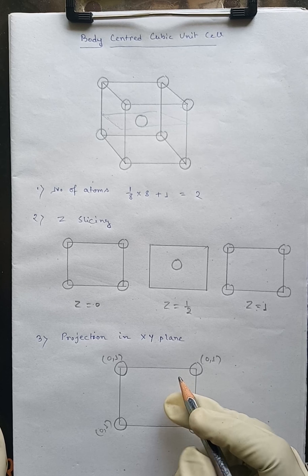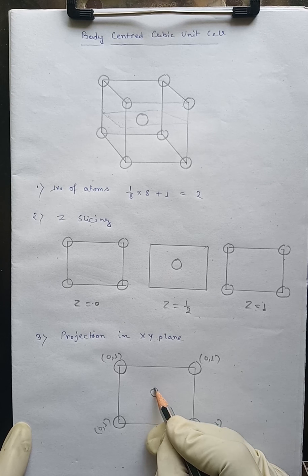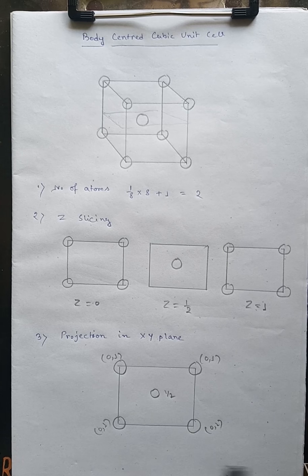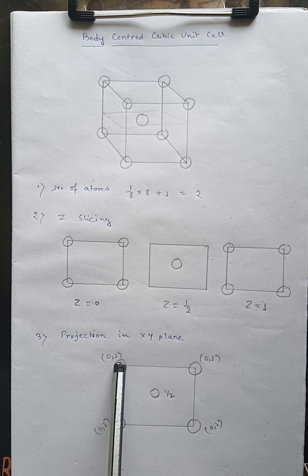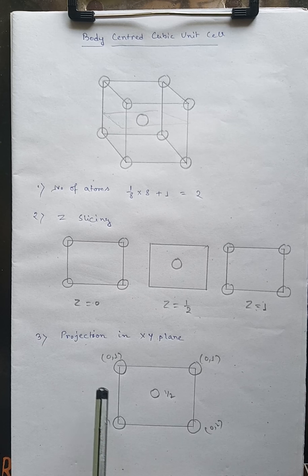Now, in case of body-centered cubic unit cell, you will get this atom at z equals to half. So this is the projection in xy plane where you are getting 4 corners at 0 and 1, z equals to 0 and 1, and in the middle you will get atom at z equals to half. So this will be the projection in xy plane.